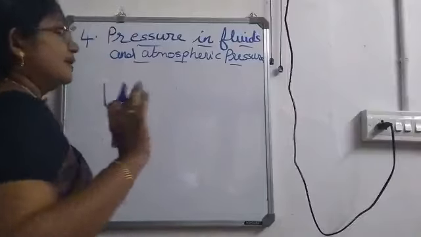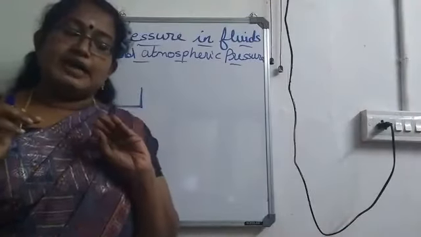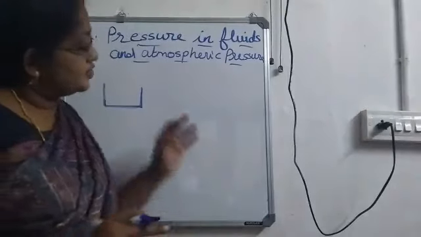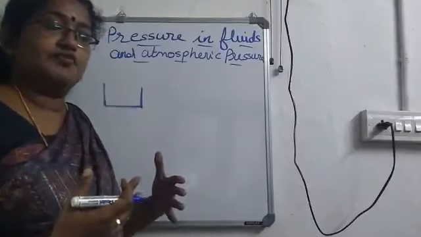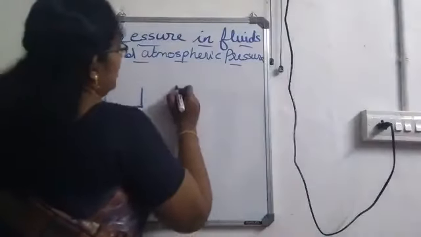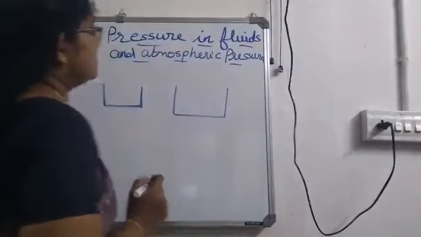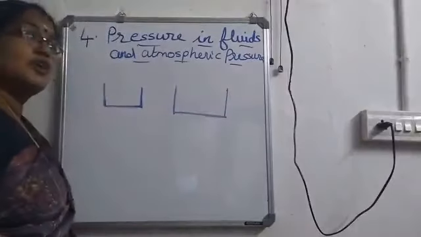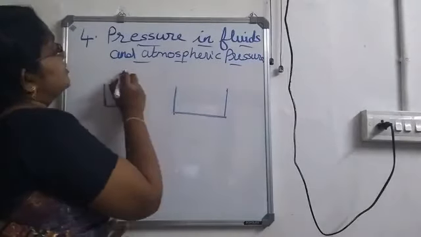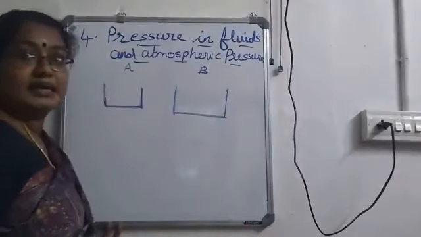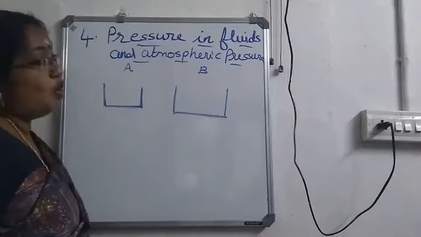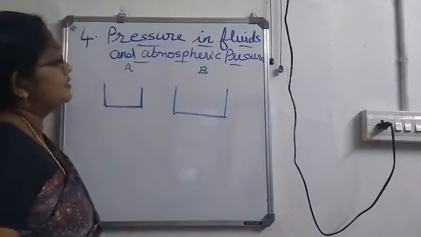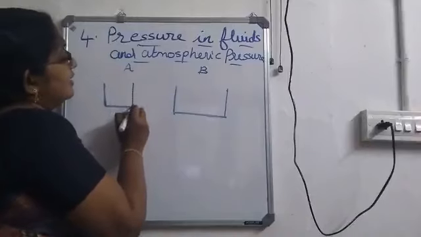Already I told you, we learned about Pascal's law. Hydraulic machines work on the principle of Pascal's law. So we'll check the principle of a hydraulic machine. All hydraulic machines consist of two cylinders. And what about the size of these cylinders? Let this be cylinder A, this be cylinder B. One cylinder will always be bigger than the other. Area of cylinder B is more than area of cylinder A.